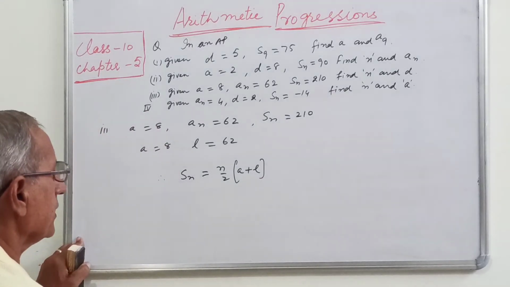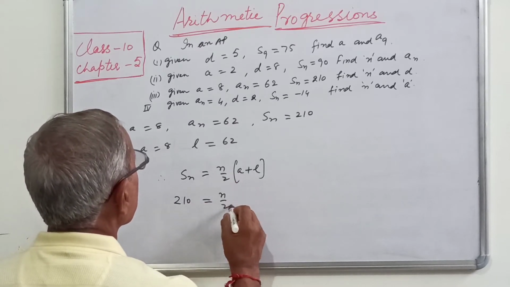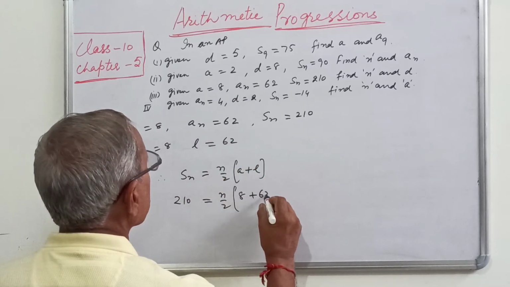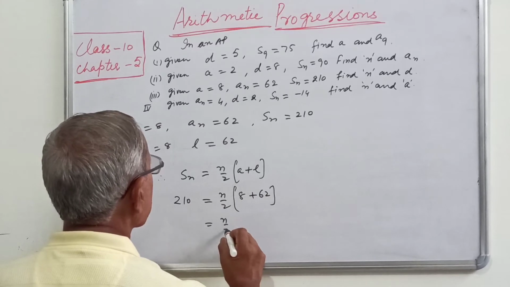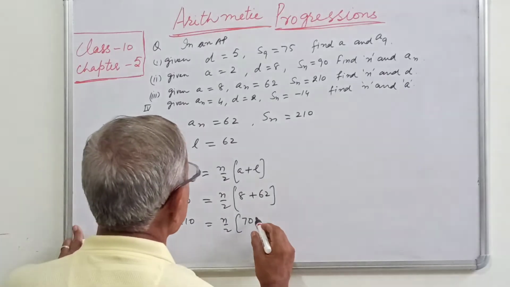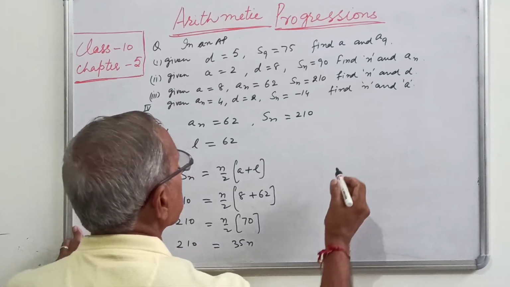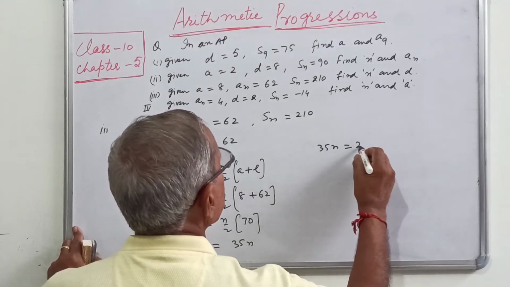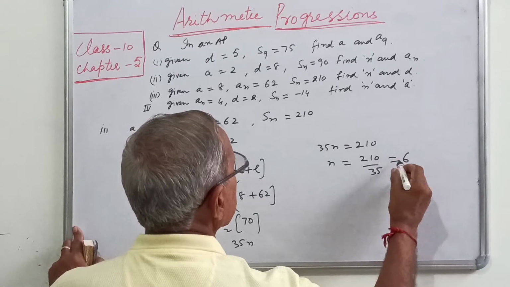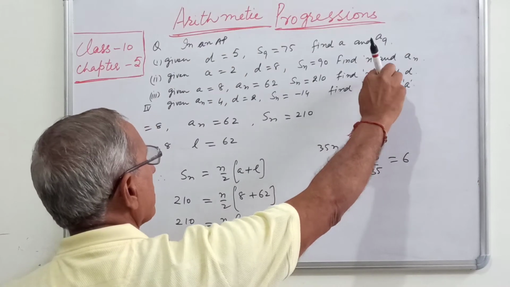तो ये भी एक फार्मूला है Sn का, 210 n upon 2, a is 8 and l is 62. तो n upon 2 into 70 is equal to 210. So ये बन गया 35n is equal to 210. So value of n will be 210 divided by 35, that is 6. So n is 6. So we have found the value of n is 6.